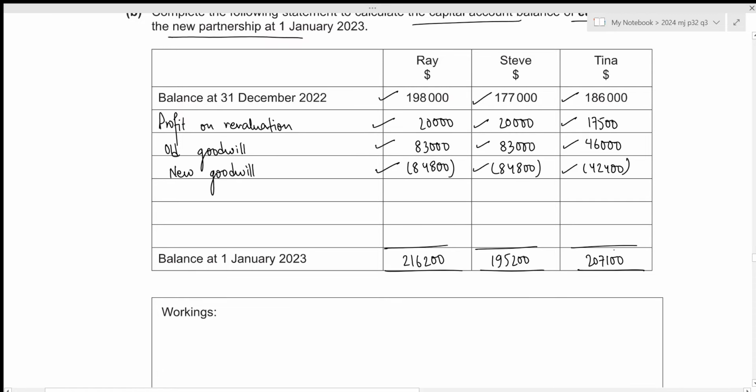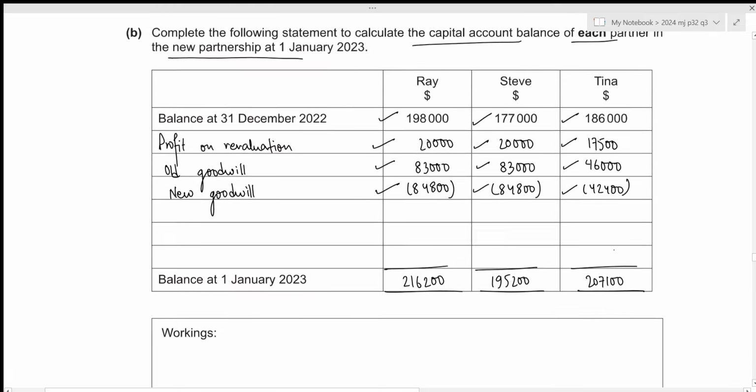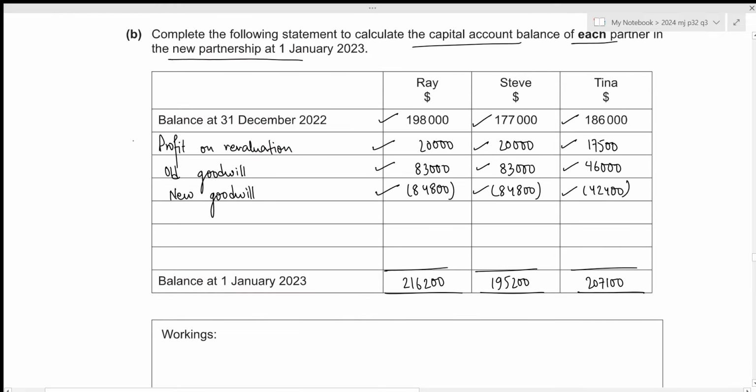And in this case, we have been given the workings box. So you need to show your workings for profit on revaluation, old goodwill and new goodwill clearly within this box so that you get your markings correctly. Let's move towards the third part.